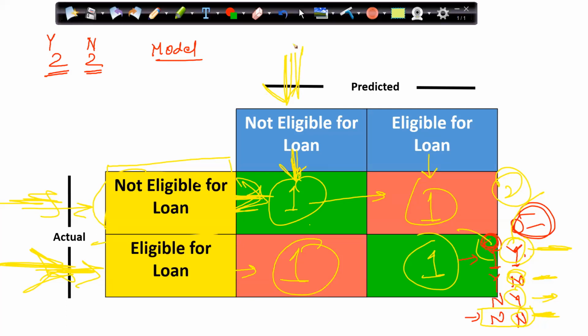Similarly, there are 2 people who are not eligible for the loan as per the predicted data. This 2. And as per the predicted data, 2 are eligible for the loan, which are these 2.